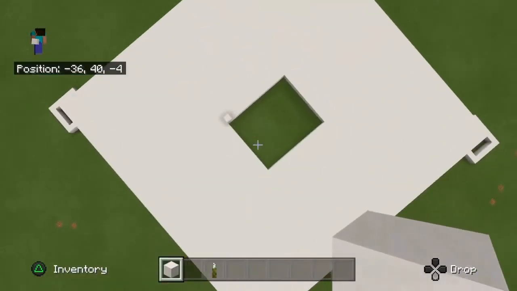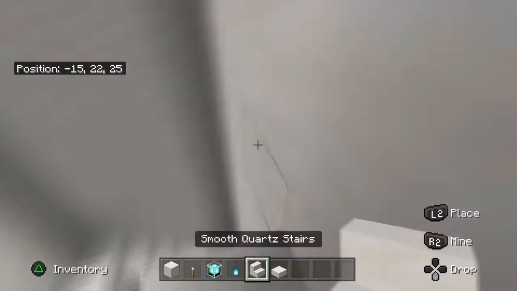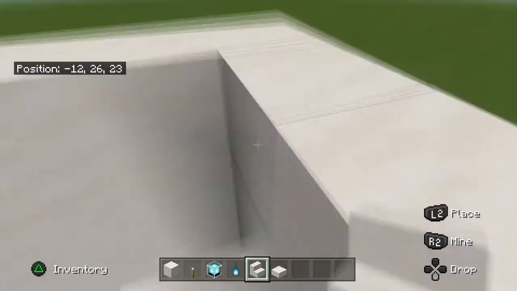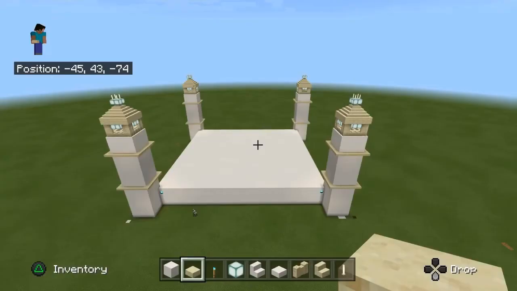I started off by building the base of everything, including each tower, also called a minaret. Each minaret served as a beacon or to oversee the land. As you can see, this is the final outcome of each minaret.